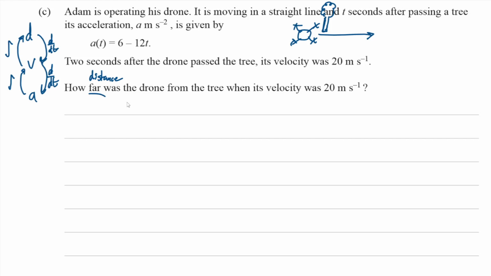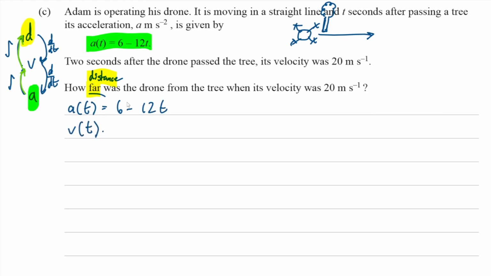And since we're looking for a distance, we're ultimately going to want to know the distance equation. We are given acceleration, so to get to the distance equation, we're going to need to integrate twice. Once to get the speed equation, once more to get the distance equation. Alright, so we know where we're heading. So we're starting off with acceleration, 6 minus 12t.